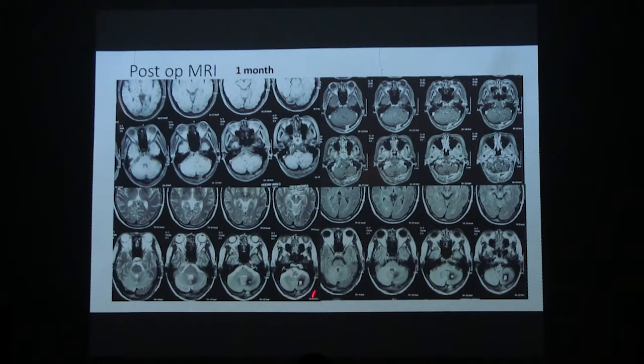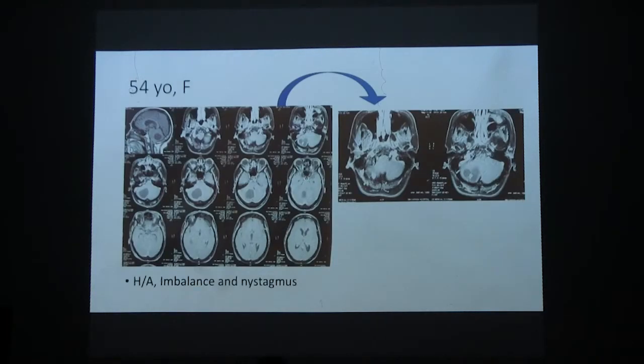This is how it looked. We still have a hemosiderin stain on T2, as we can see. So we just need to keep following them. Second case: a 54 years old female, came with imbalance, nystagmus, and a headache on and off.